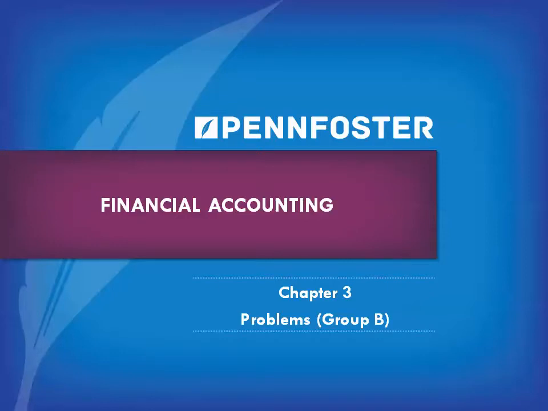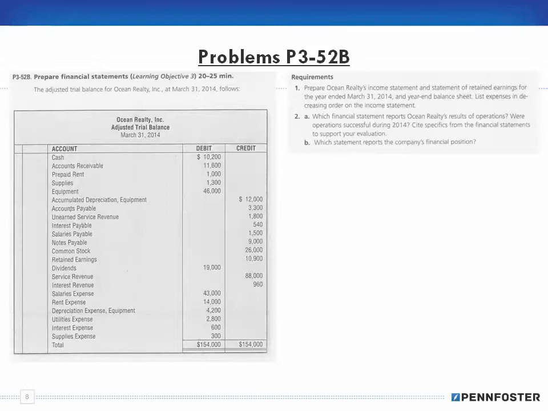And we're in this series of videos, working on the Chapter 3 problems, the Group B problems that were assigned in the digital study guide. And this one here, I'm going to dispense with telling you to watch the theory videos for the simple reason that we're working on 3-52, which says the adjusted trial balance is as follows. And then we're going to prepare the income statement, statement of retained earnings, and the balance sheet.